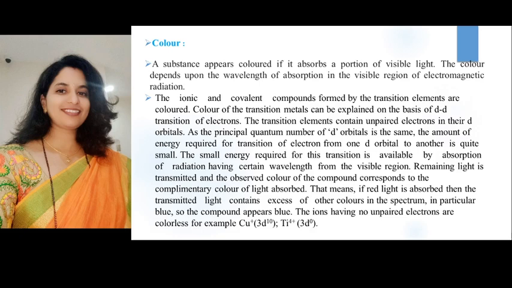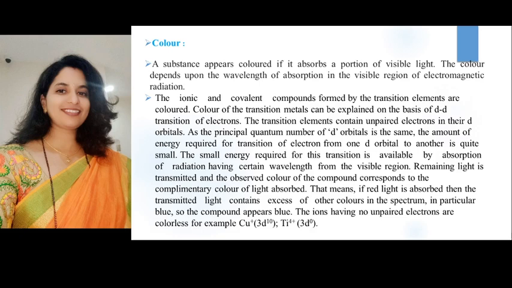Now we will see the next property, that is color. A substance appears colored if it absorbs a portion of visible light. The color depends upon the wavelength of absorption in the visible region of electromagnetic radiation. The ionic and covalent compounds formed by the transition elements are colored. Color of the transition metals can be explained on the basis of d-to-d transition of electrons. The transition elements contain unpaired electrons in their d orbitals.